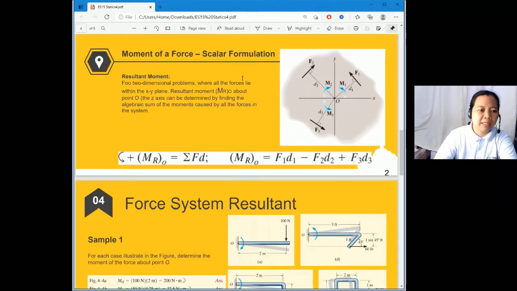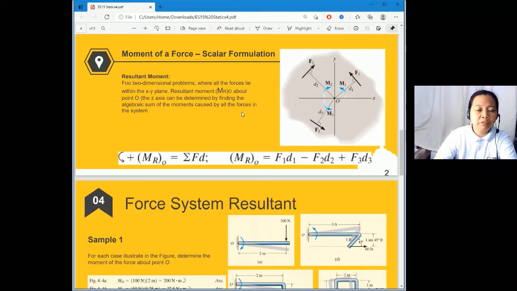So, resultant. When a particular body is acted upon by different kinds of forces, it becomes equivalent to the summation of moments at a particular point. For two-dimensional problems where all the forces lie within the xy plane, the resultant moment M_R at point O, about the z-axis, can be determined by finding the algebraic sum of the moments caused by all forces in the system.